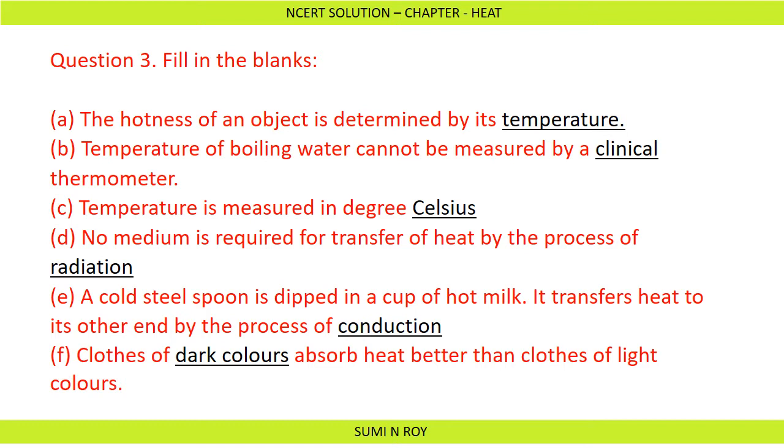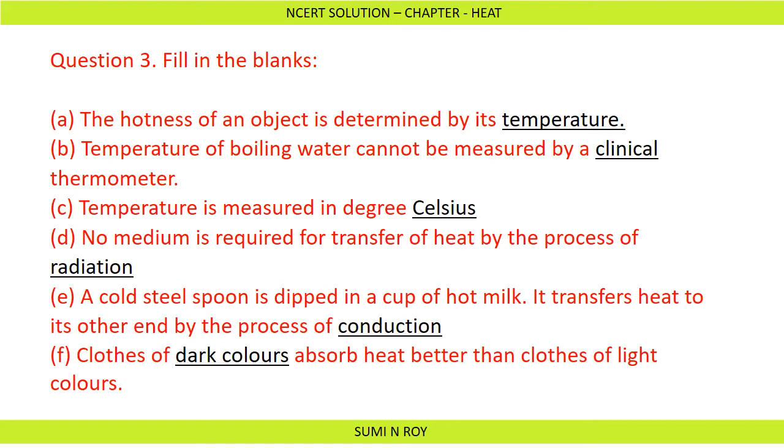Next questions are fill in the blanks. The first question is: the hotness of an object is determined by its temperature. We know that by touching we cannot tell exactly what is hot or cold. For that, a new term has been invented, that is temperature. The hotness of an object is determined by its temperature. Next question: temperature of boiling water cannot be measured by a dash thermometer.